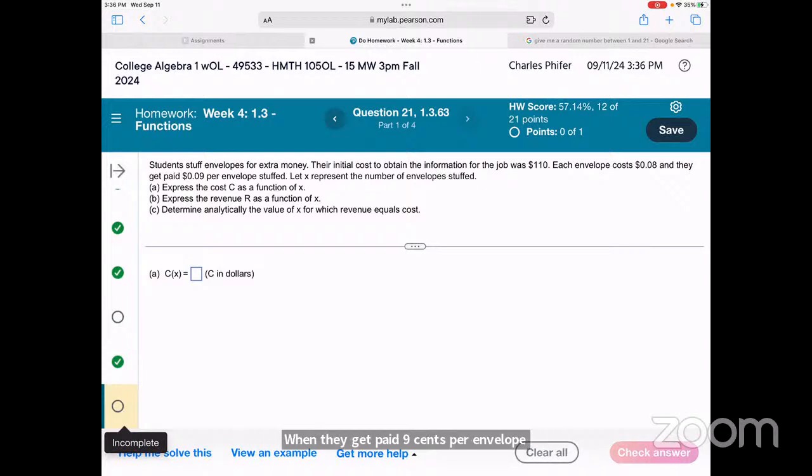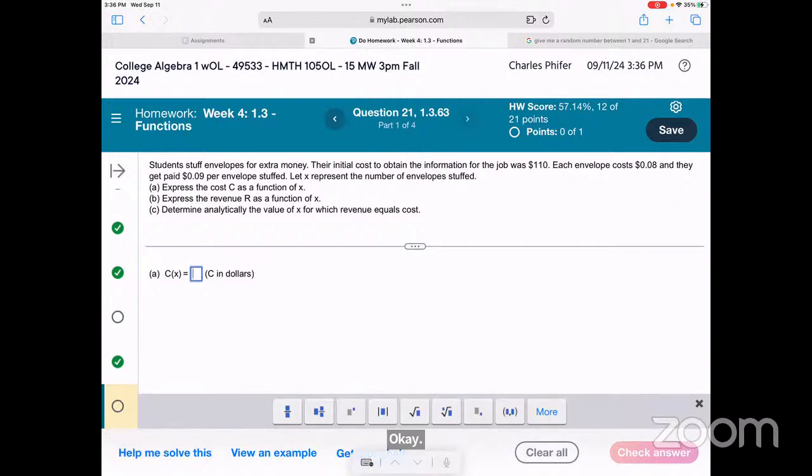Let x represent the number of envelopes stuffed. Express the cost function as a function of x. Express the revenue as a function of x, and then determine analytically the value for which the revenue equals the cost. So the net charge was $110 plus 8 cents for each envelope. So 8 cents for each envelope plus $110.